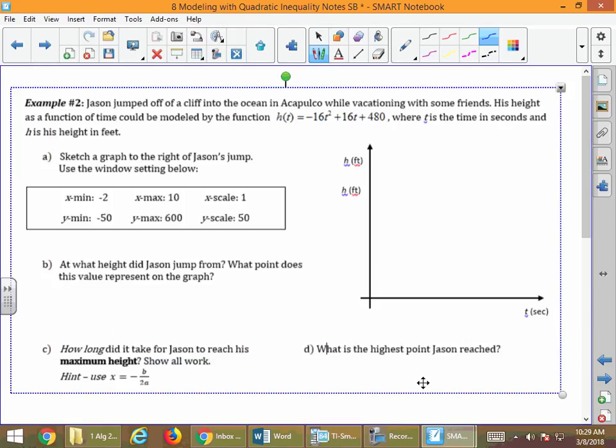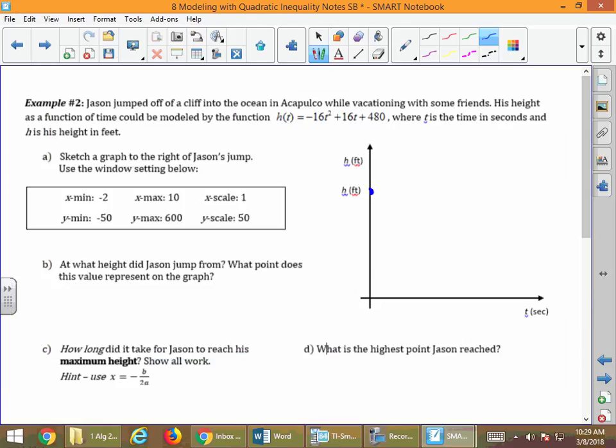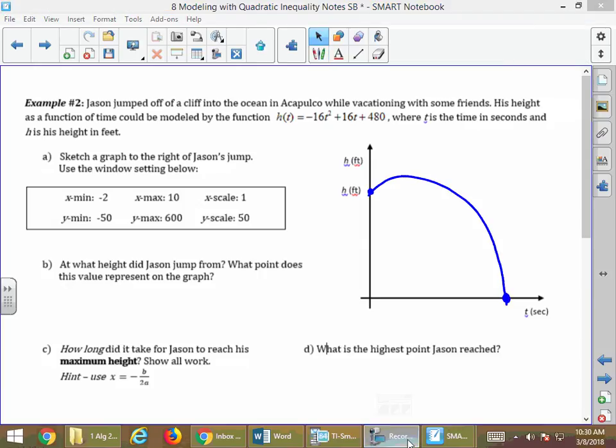So we come over here. Something like that. Nothing fancy. First question. So we've got the picture. At what height did Jason jump from? Well, he jumped from right here. Far left of our picture.